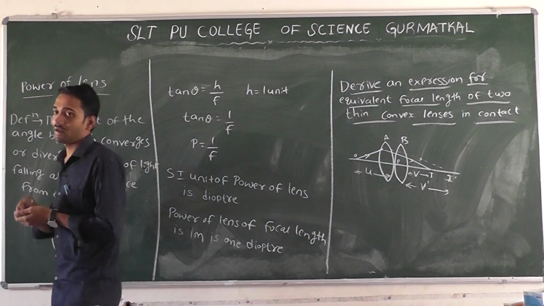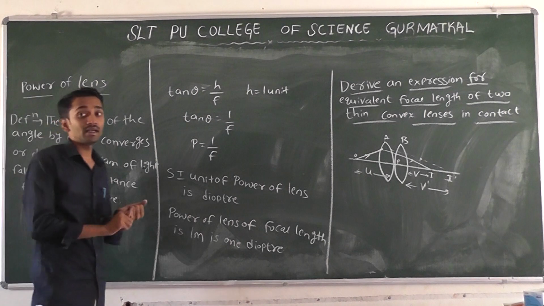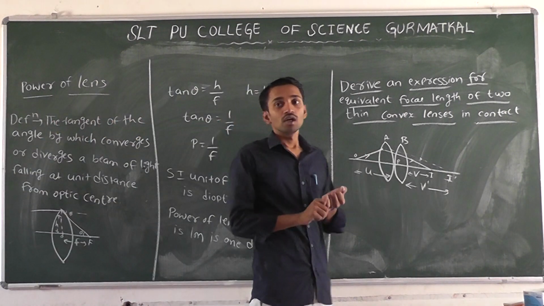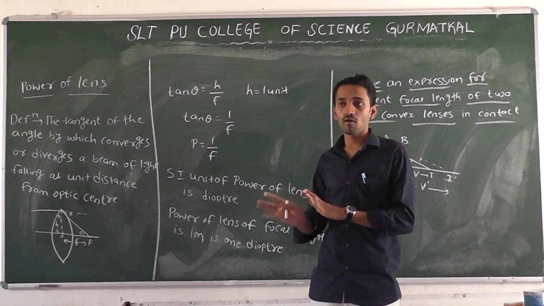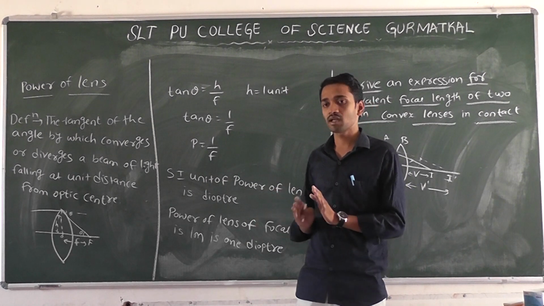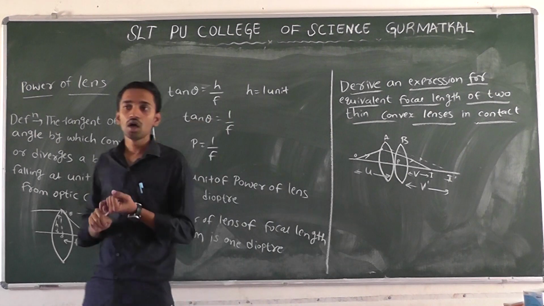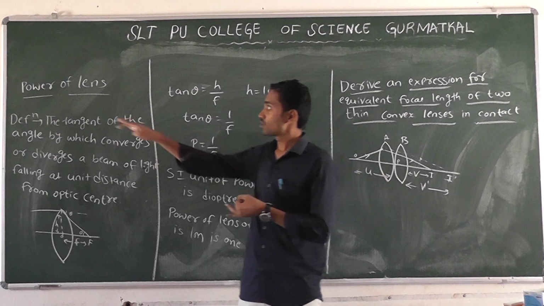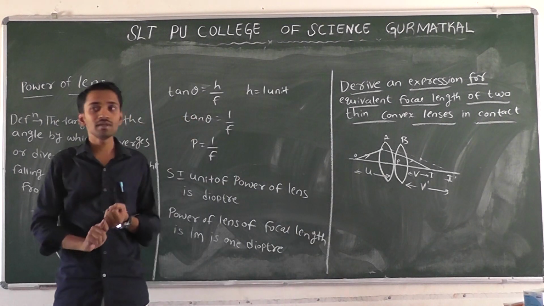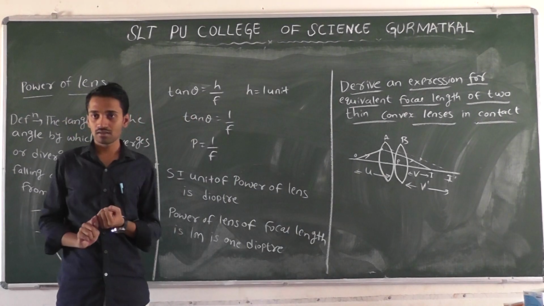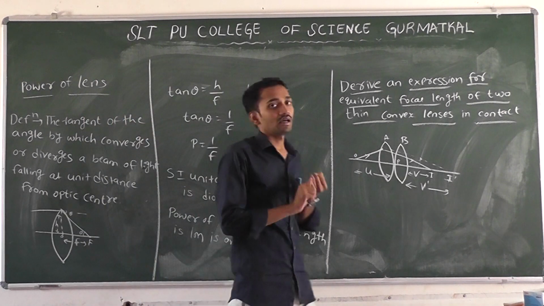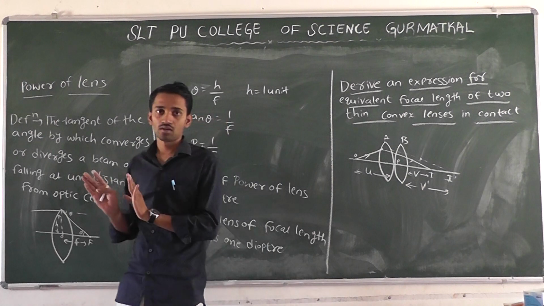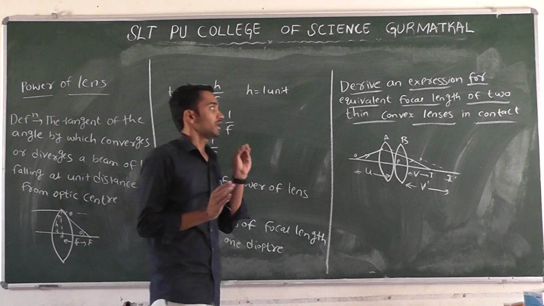So what is the power of a lens? The power of a lens is the ability of the lens to converge or diverge rays of light. It will depend upon which type of lens we are taking, whether a convex lens or a concave lens. Simple statement: it is the ability of a lens to converge or diverge rays of light.